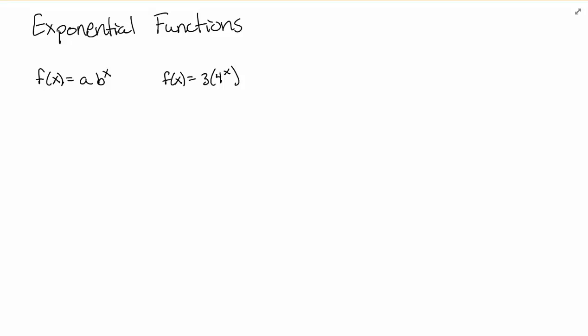Let's talk about exponential functions. So exponential functions have the form f of x is equal to a, some number, times b, some number, to the x. So for example, f of x is equal to 3 times 4 to the x is an exponential function where my a is equal to 3 and my b is equal to 4.